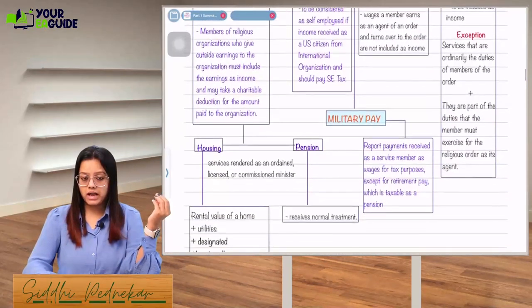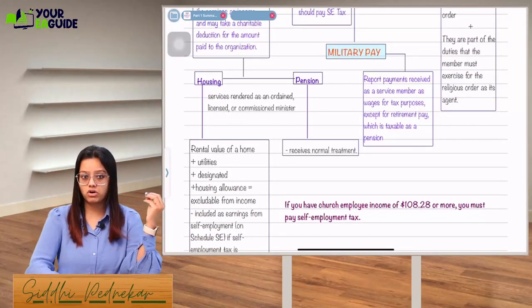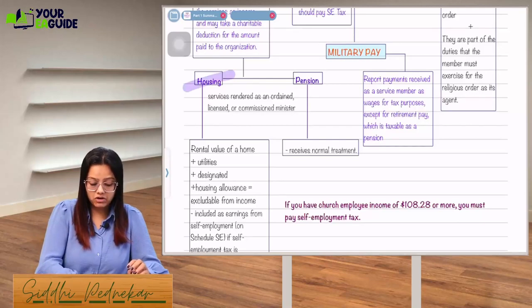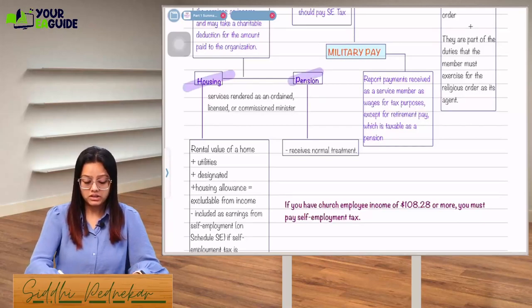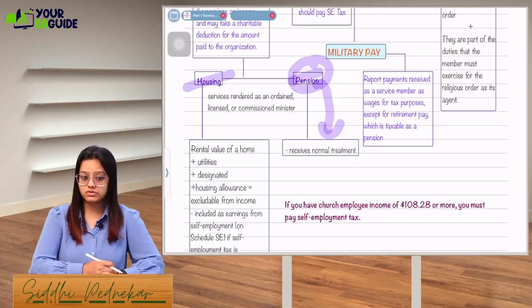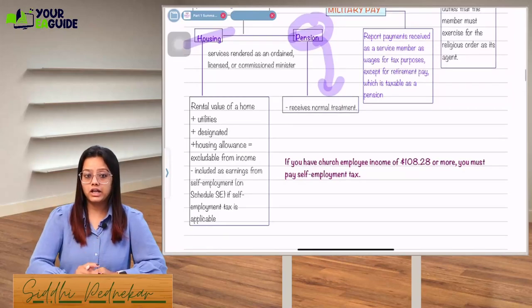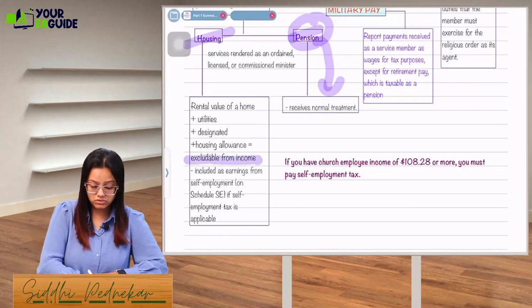Now, sometimes there are ministers who are called ordained ministers. They receive housing and pension facilities also. The pension will be treated as a regular pension, but in the case of housing facilities, if they receive housing like a rental home, utilities, or a designated housing allowance, all of it will be excluded from the income.